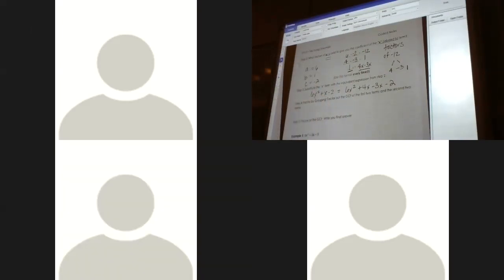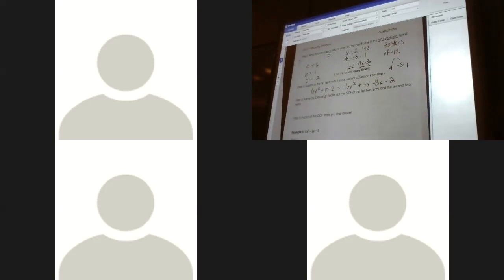All right. So now we're going to factor using a procedure that we call grouping. So we kind of draw an imaginary line right here between the two.